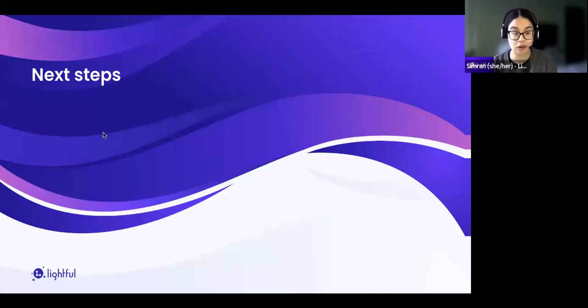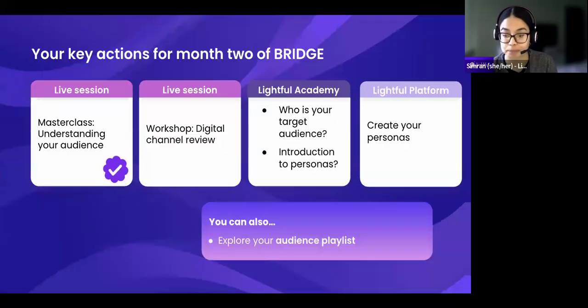And while I wait for the answers to come through, just for the sake of time, I'm going to quickly go through our next steps. Now that you've started month two, here are your key actions for the month, which is focused on identifying and engaging your target audiences. We've just completed your masterclass. So now your next steps are to identify your target audiences, unpack your audience data, and start creating your personas.